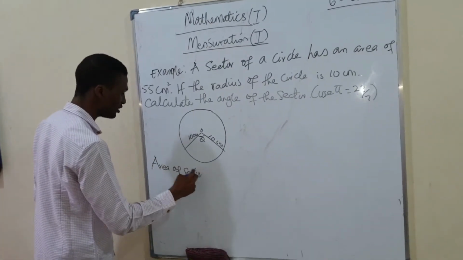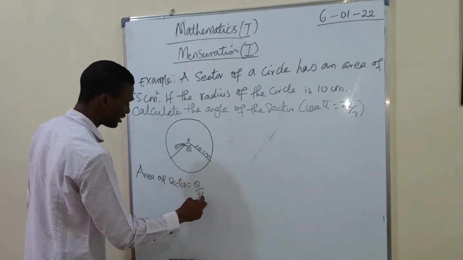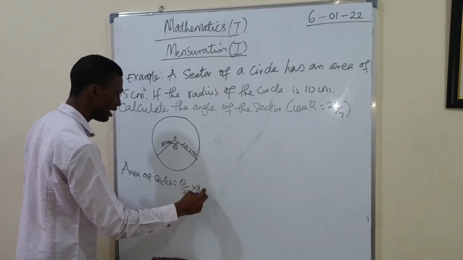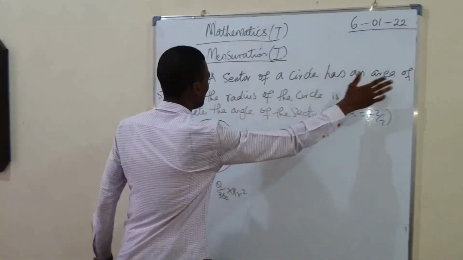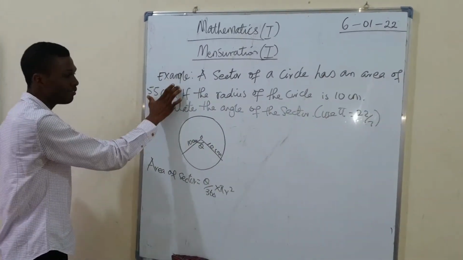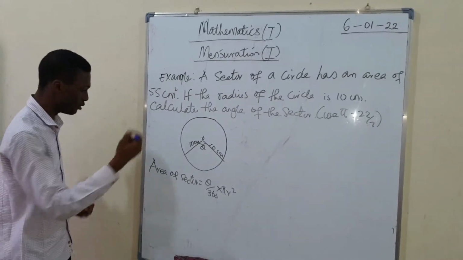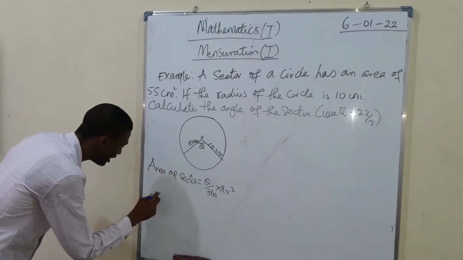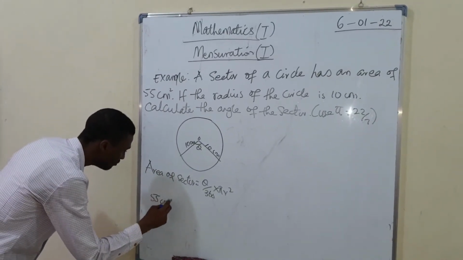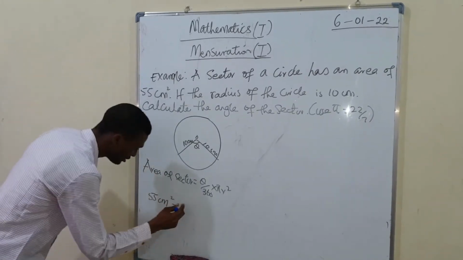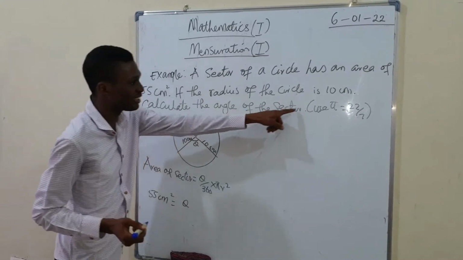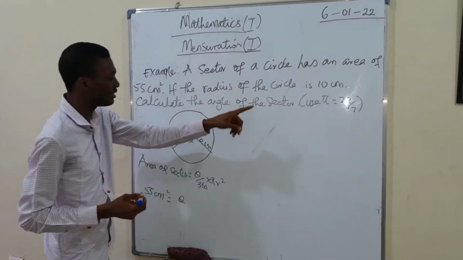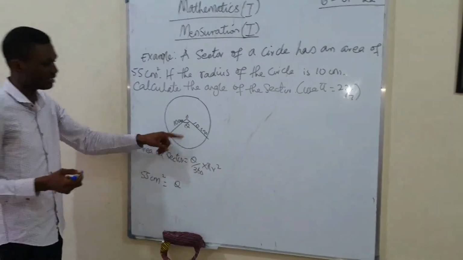The area of sector is given as theta over 360 times pi r squared. Like I said, the sector of a circle has an area of 55 cm squared. 55 cm squared is the area of sector. So in place of area of sector, we write 55 cm squared equals theta, which is not given. We can calculate the angle of the sector. Theta is called the angle of the sector.